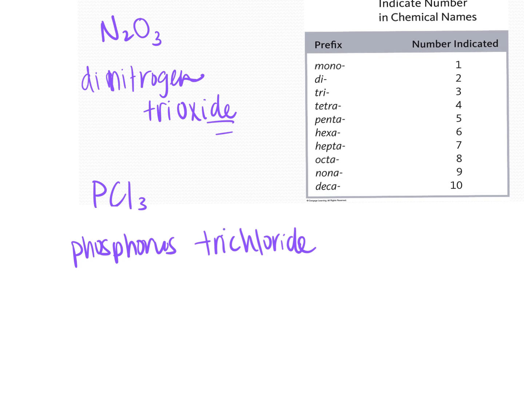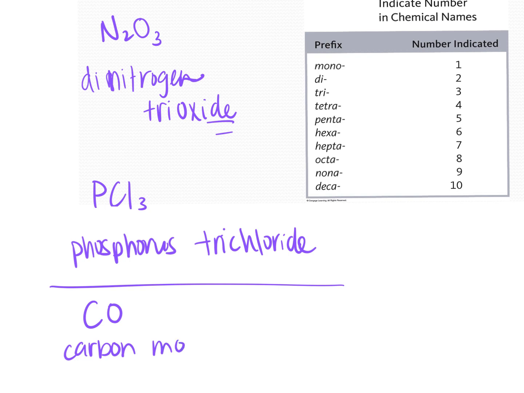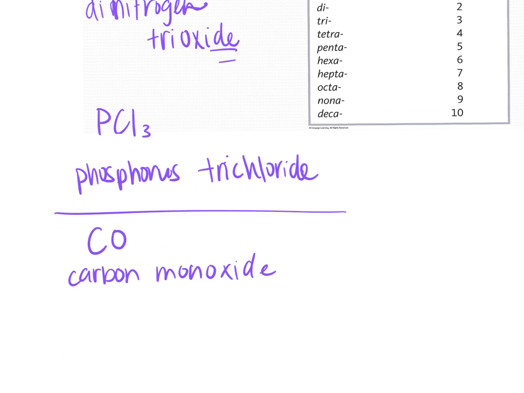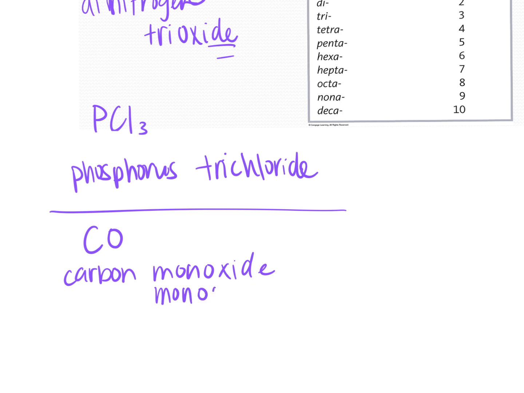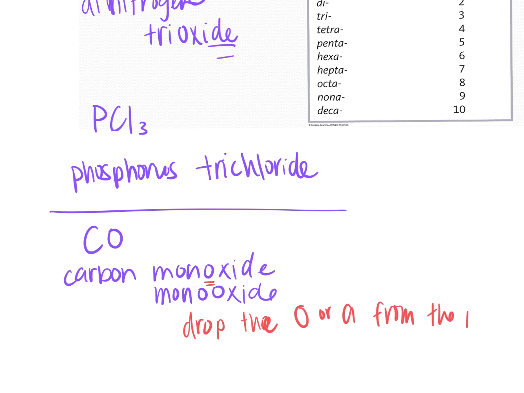Okay, there's one more rule here that I want to introduce as more of a speech and spelling rule. But take a look again at CO. We called it carbon monoxide. Here's what we did not call it. We did not call it carbon monooxide. So the rule is if our element begins with a vowel, we drop the O or A from the prefix.